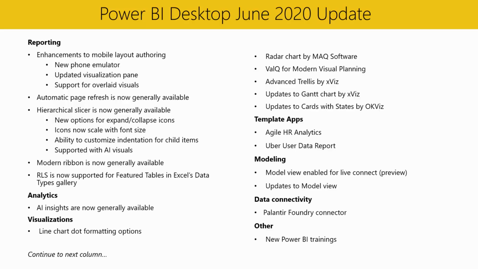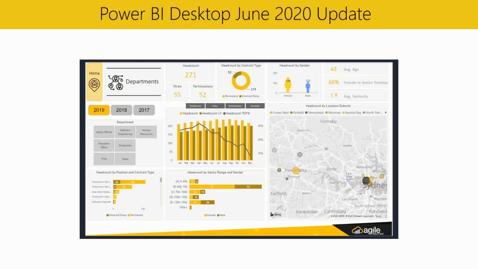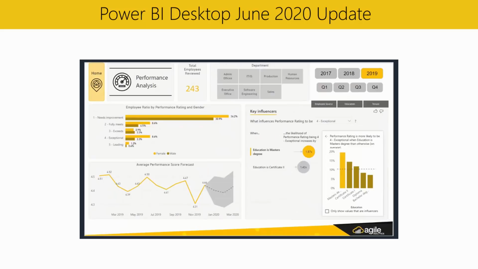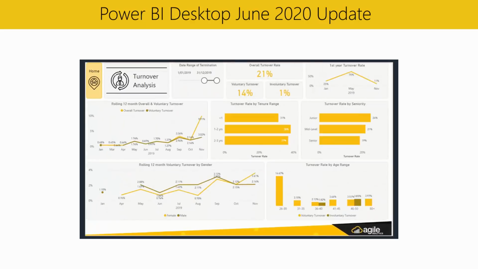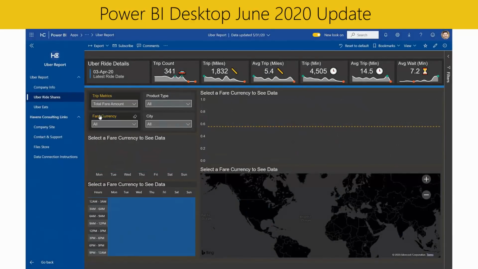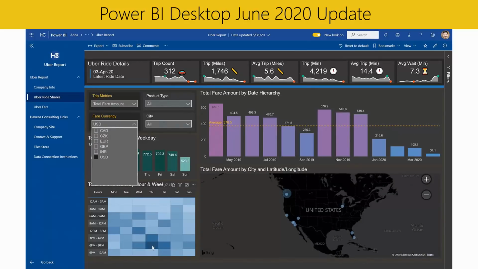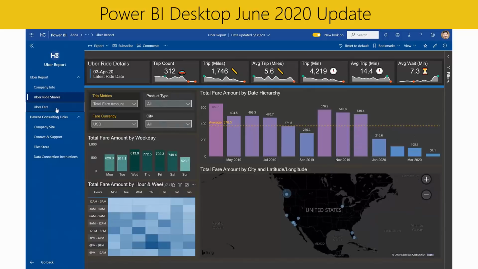This month's template apps include the Agile HR Analytics solution, which helps you discover useful HR insights across areas like diversity metrics, absenteeism, and staff turnover. And the Uber User Data Report, an analytics report by Havens Consulting, which provides metrics and detailed information built from the last 12 months of your downloaded Uber user data.